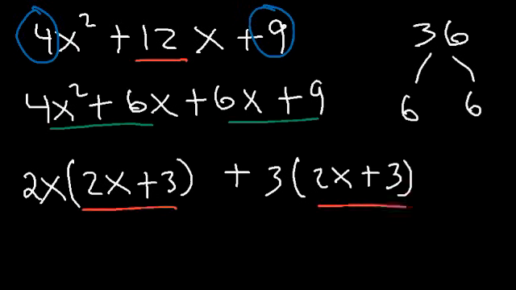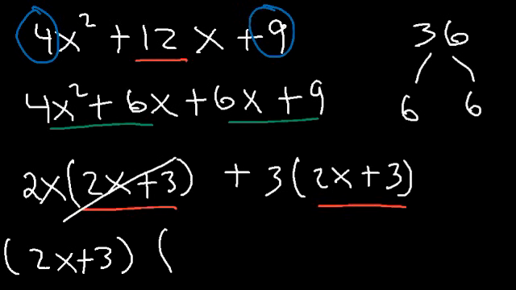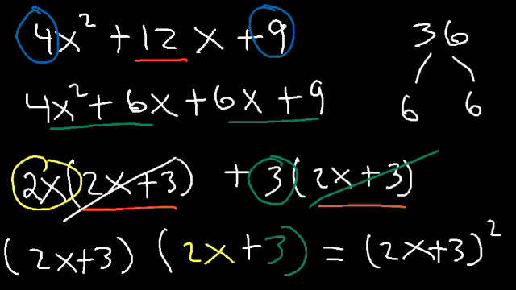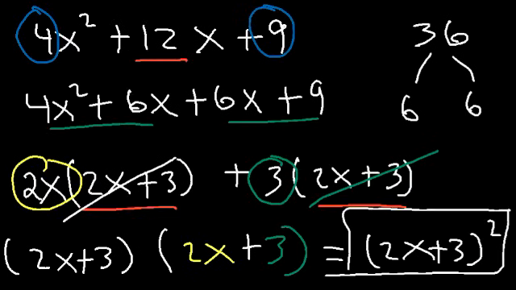So we can factor out 2x plus 3. If we take out 2x plus 3, we're left over with 2x. And if we take it out here, what we have left over is 3. So as you can see, (2x + 3) times (2x + 3) is simply (2x + 3) squared. Now let's try another example.